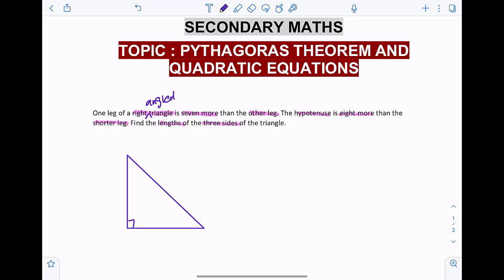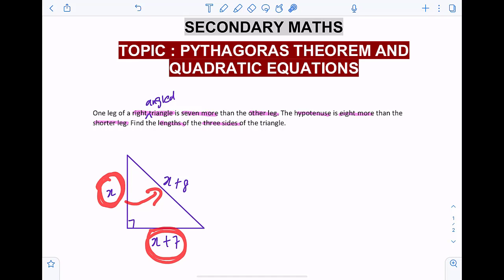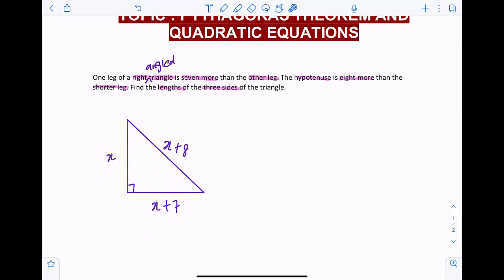Right angle there, and we let one of the sides be x. Okay, so one leg is 7 more than the other leg, so this is x plus 7, and the hypotenuse is 8 more than the shorter leg, so that would be x plus 8. Because it's 8 more than the shorter one. This is a shorter one, this is a slightly longer one. Hypotenuse is 8 more.